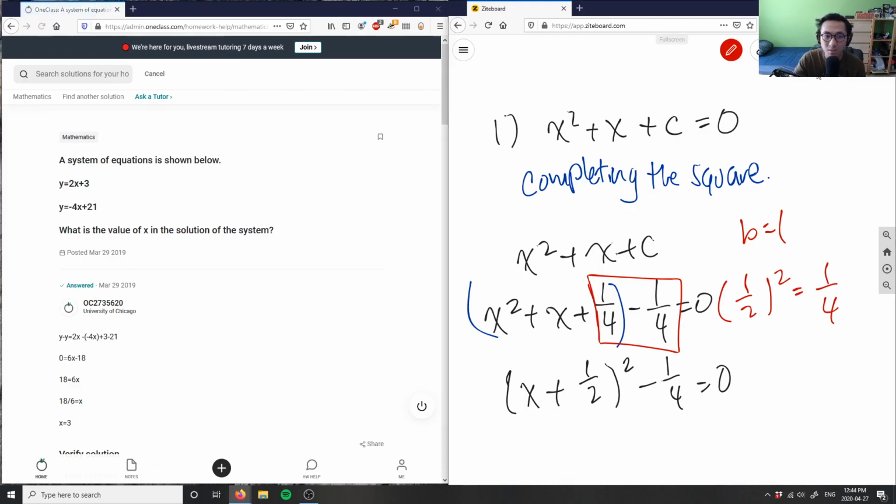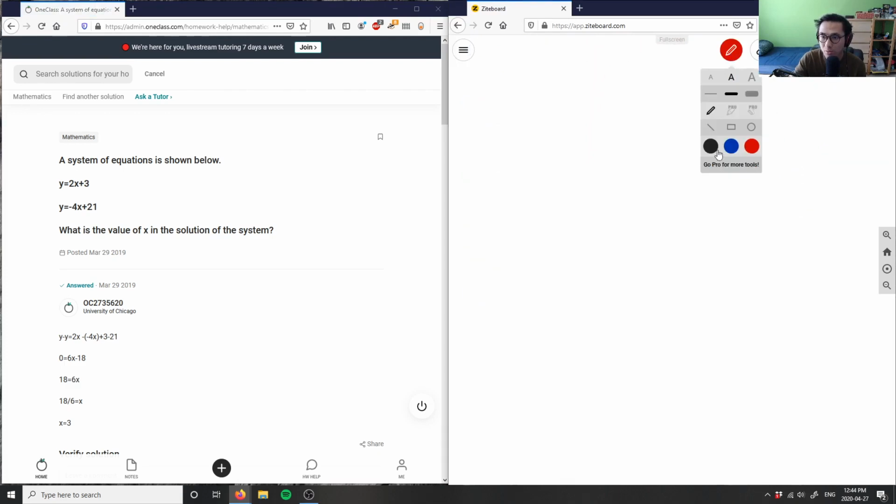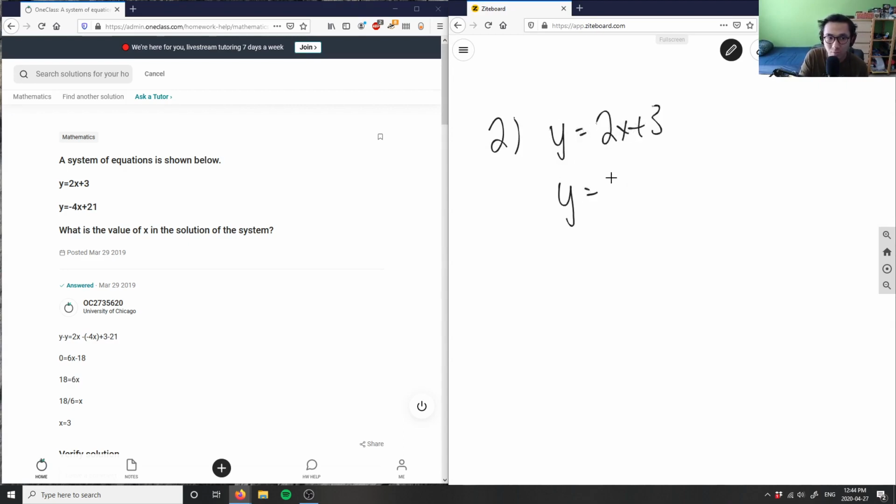And then our last question for the day is a systems of equation problem. So let me just draw this out first. It says a systems of equation is shown below. What is the value of x in the solution of the equation here? So I have here y equals 2x plus 3, and I have y equals negative 4x plus 21 here.